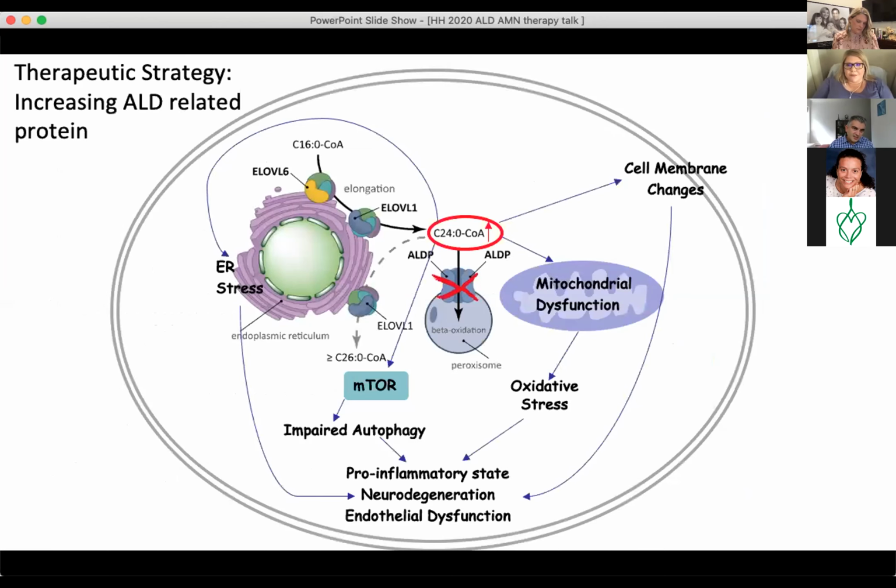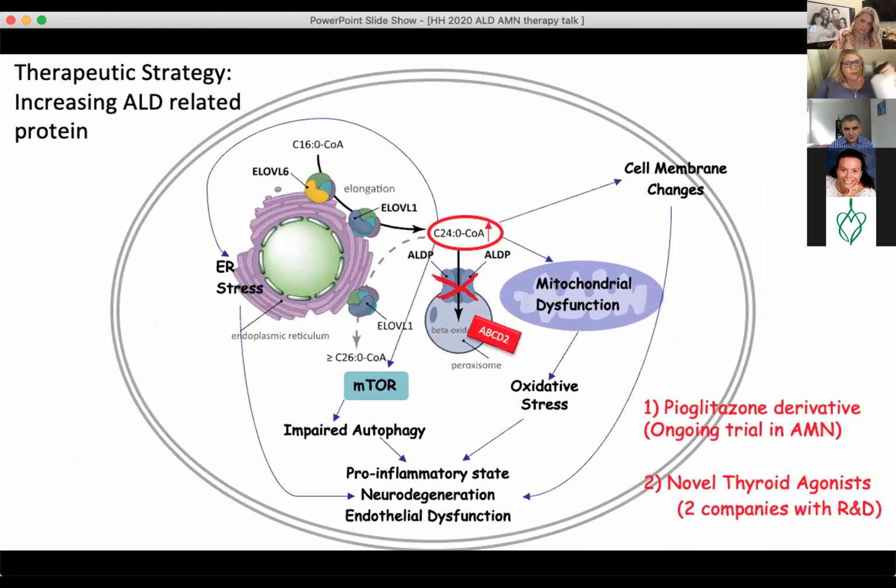So what are other strategies that we can approach? So one thing that we could do is to try to turn on a gene called ABCD2. So the ALD gene is called ABCD1. And that's not working, but there is a gene called ABCD2, which encodes a protein called ALD-related protein, which has a very similar function to the ALD protein itself and can bring in very long-chain fatty acids and bypass sort of this blockage. And there are several drugs that can turn on ABCD2 that are now being investigated.